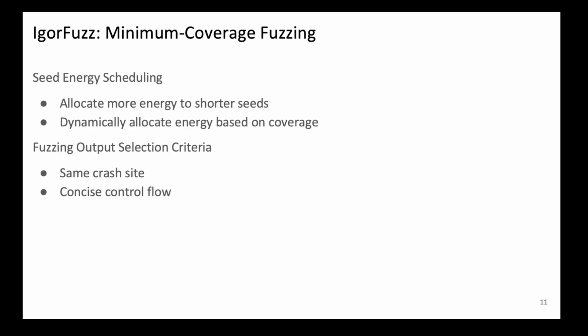In addition to the seed retention strategy and the seed selection strategy, we also have a specific design for the energy scheduling strategy of the seed. To prevent the discovery of new bugs in the fuzzing process from causing inaccurate classification results, we also propose a seed selection strategy for the final output of IgorFuzz.